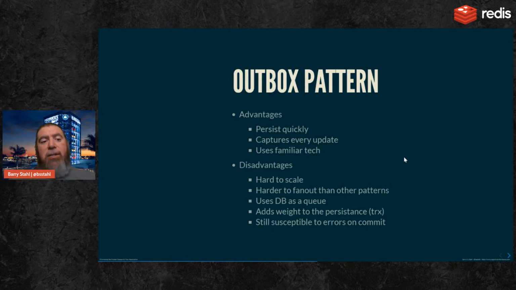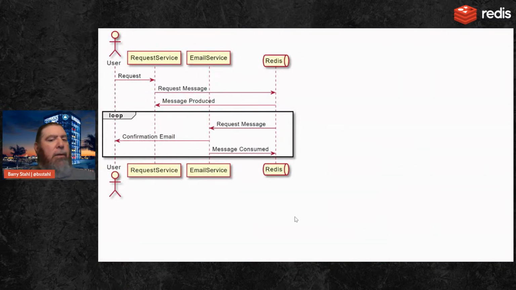And as I mentioned, it adds some weight to that persistence by doing this, because now instead of just making one update, we're making two within a transaction. So it's a heavier update. And then, like all of these operations, it is still susceptible to errors on commit. So now think about what this does. In fact, let me pull back up the sequence diagram. This is the Redis one, but it's going to be very similar. I'll get the right one up.